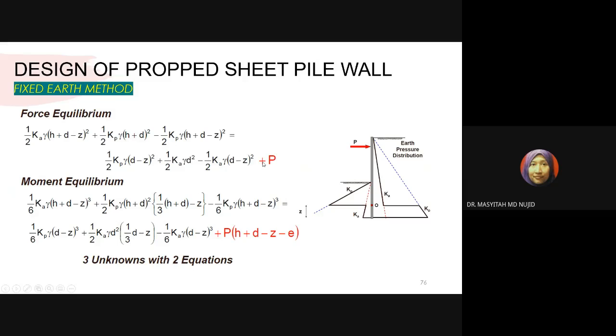P. And then similarly for moment equilibrium equations, the moment is equal to the force times the arm. So the P force must be multiplied with the perpendicular distance, H plus T plus Z minus E.